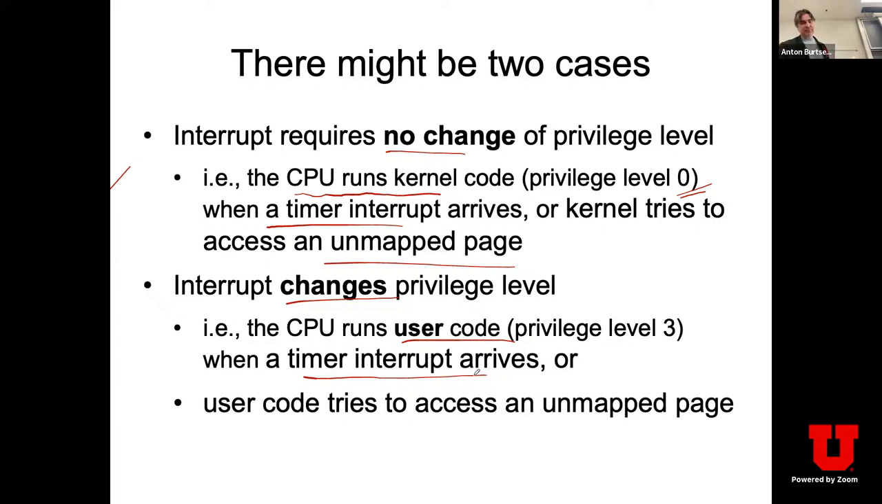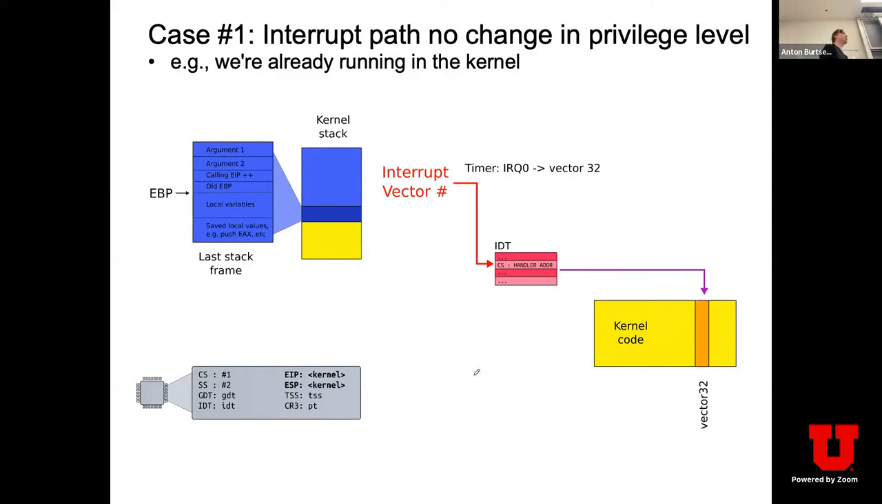So let's first take a look at the case where there is no change in the privilege level. I'll make this drawing, right? You are already running in a kernel. So this is your kernel stack. It grows this way. There are some arguments passed on the stack, some old frame pointer, return IP address, right? And suddenly you receive a timer interrupt. Remember what I was just saying. So the hardware says, okay, I will locate the handler.